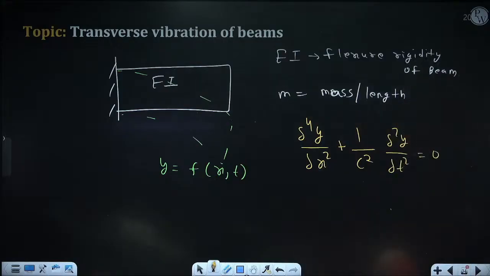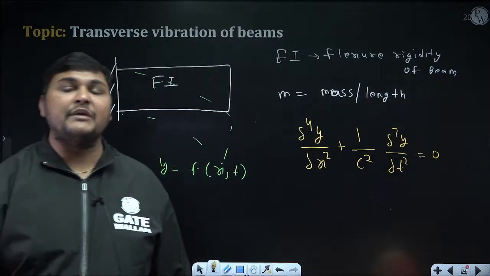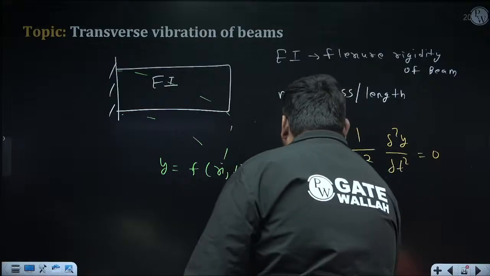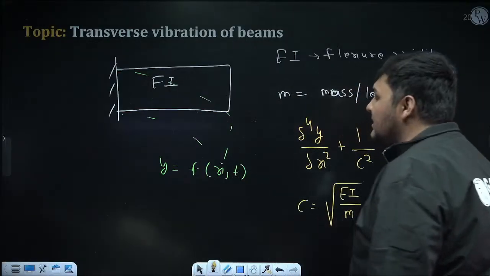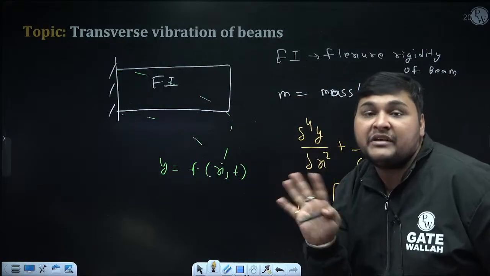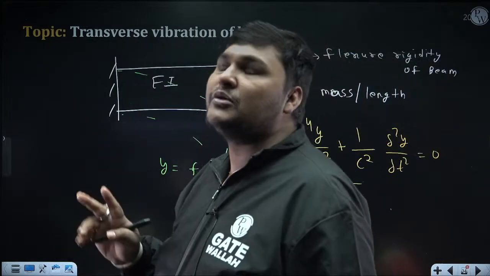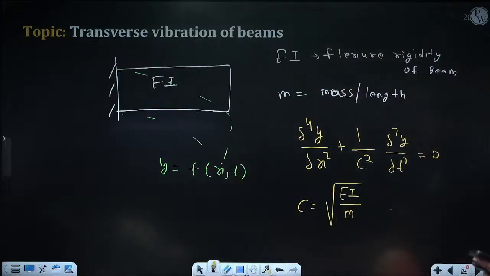Why, sir? Because this equation is different. So the discussion of transverse vibration of a beam is entirely different. Okay. Here the formula to calculate C is now root EI by M, where EI is flexure rigidity and M is mass per unit length. Here in EI, I is not the mass moment of inertia. It is the area moment of inertia of the cross section about the neutral axis. Like if the cross section is circular of diameter d, I will be pi by 64 d to the power 4. So this is the equation.